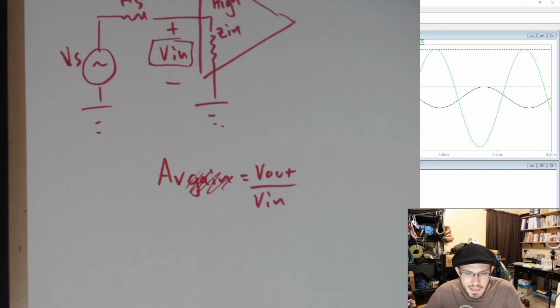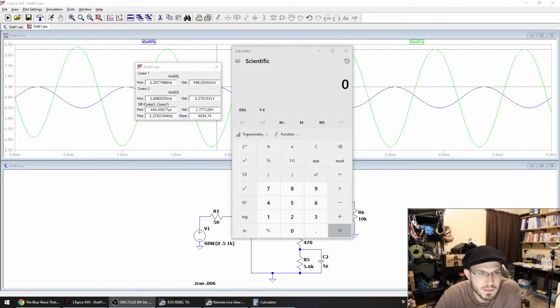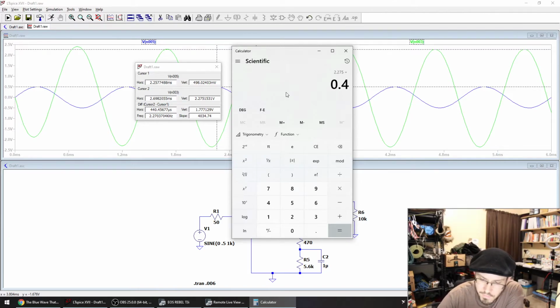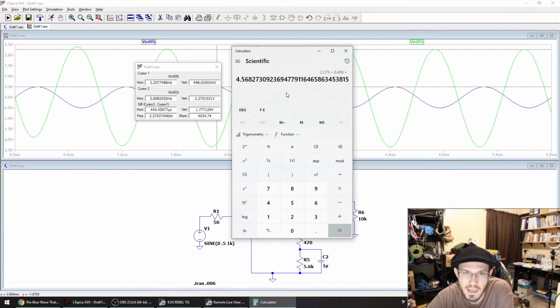So let's do that calculation over here. Let me drop my whiteboard. Cursor 2 is the one that's looking at the output. So let's do 2.275 divided by 0.498. Okay, that gives us our actual amplification. It's 4.57.